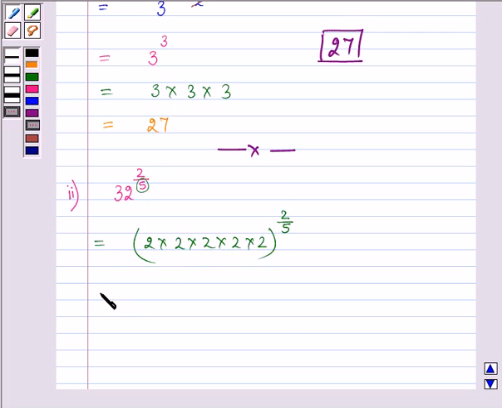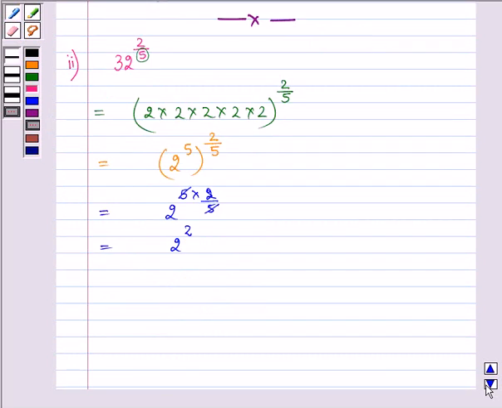And this can be reduced to 2 raised to the power 5, the whole raised to the power 2 by 5. Right? Proceeding on, 2 raised to the power 5 multiplied by 2 by 5, in which they both will get cancelled out and we are left with 2 raised to the power 2, which gives us an answer that is equal to 4. So 4 is the answer to the second part.